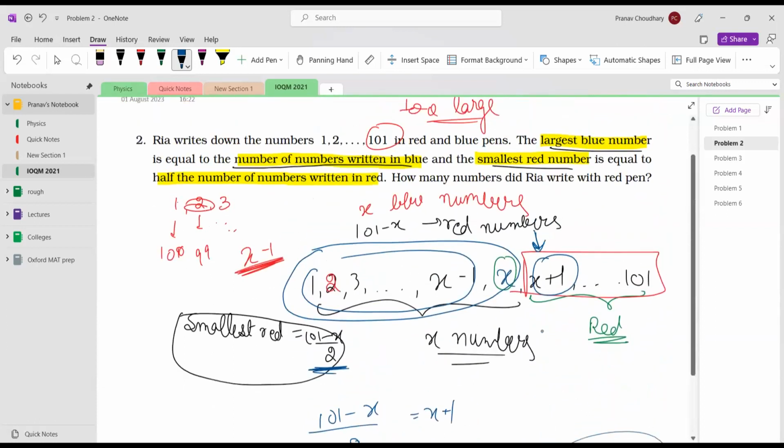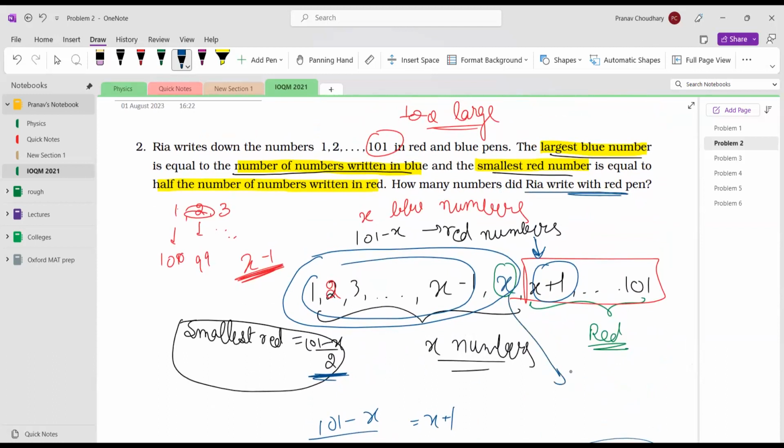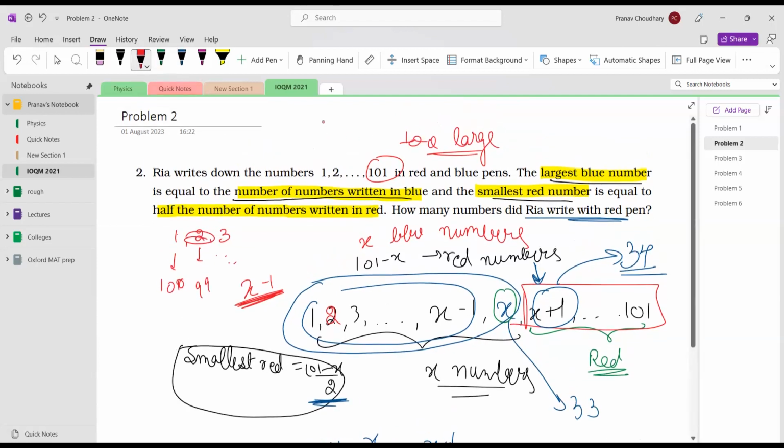33. Yeah. And it says, how many numbers did Ria write with red pen? So this is 33. This is 34. And the number of numbers written with red pen is twice of this. It's just 68. The answer is 68.